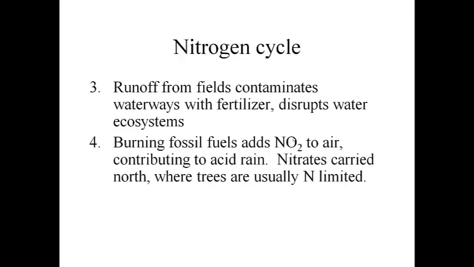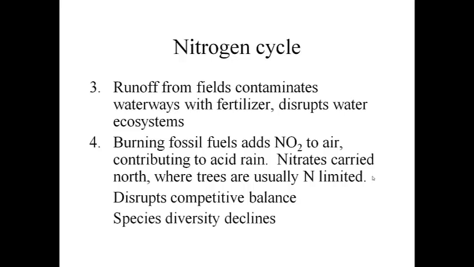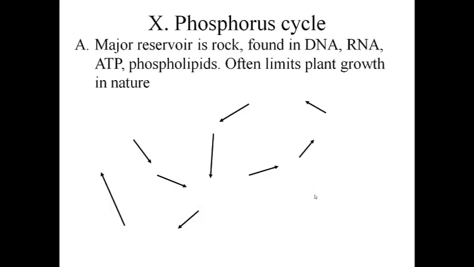Furthermore, nitrates get carried north, where trees are usually nitrogen limited. It makes those trees think they're in a happier place than they normally would be, and they tend to not go dormant in a timely manner and suffer from winter kill. That also disrupts the competitive balance up there, and species diversity declines. When extra nitrogen is added to areas that are normally nitrogen limited, then other tree species can move in and disrupt that balance. Our last cycle is the phosphorus cycle.